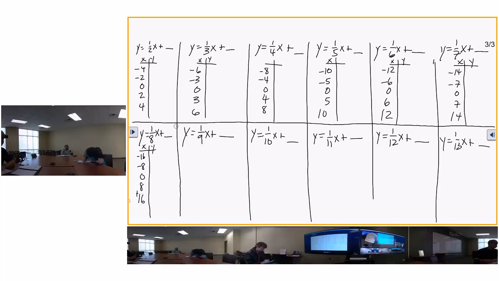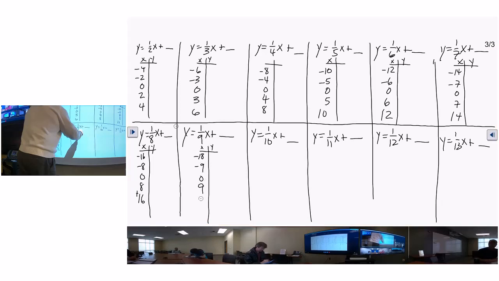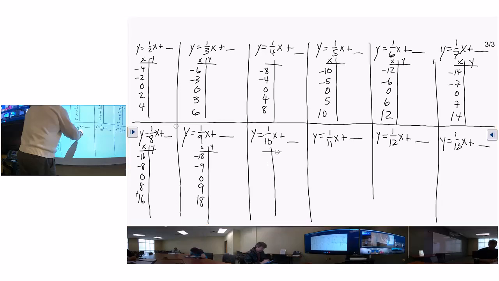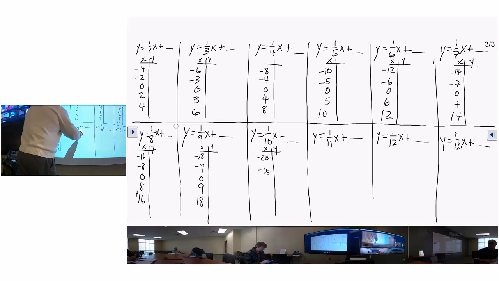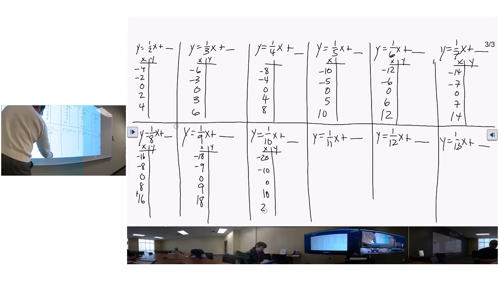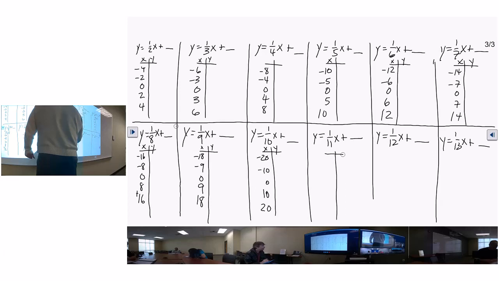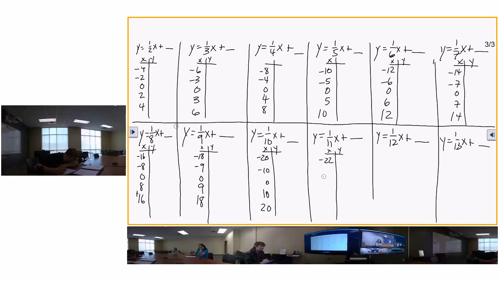All right. -18, -9, 0, 9, and 18. What's this one going to be? -100. Good. Negative -20. But that's okay. -10, I know. 0. You're getting there. 10 and 20. What's this one? Take a picture of it and write it later. 22. Negative 22. Good.